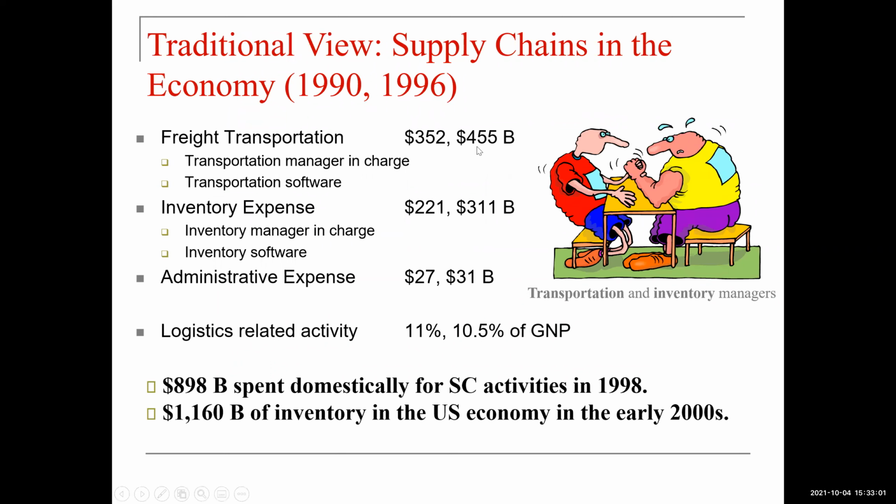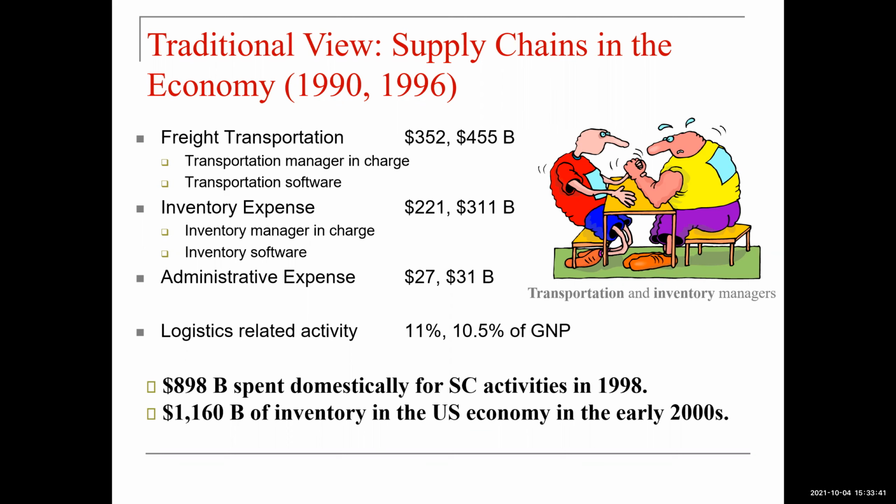So, some statistics here. This is just for comparison purposes, the amount of transportation, and we are looking at years 1990 and 1996. I have some newer statistics for the year 2000. But you can see that in only 6 years, there was an increase in freight transportation and inventory expense of almost one third more. Administrative expenses also increased.